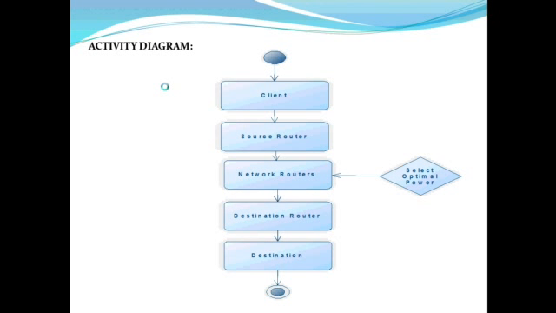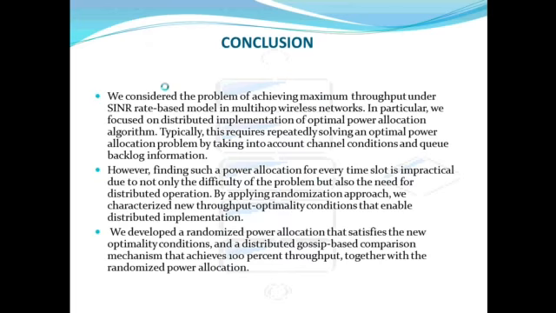Coming to the conclusion, we consider the problem of achieving maximum throughput under the SINR rate-based model in multi-hop networks. In particular, we focused on the distributed implementation of the optimal power allocation algorithm. Typically, this requires repeatedly solving an optimal power allocation problem by taking into account channel conditions and the queue backlog information. We developed a randomized power allocation that satisfies the new optimality condition and a distributed comparison mechanism that achieves 100% throughput together with the randomized power allocation.